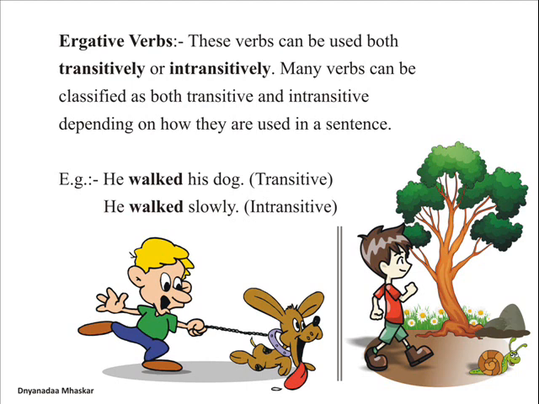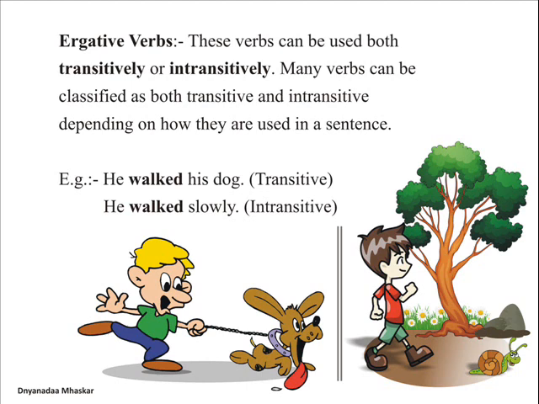Let us see the example. He walked his dog. Walked whom? A dog. So walked is transitive in this sentence. But in the second one, the action doesn't pass on to an object. Hence, it is intransitive. That is, he walked slowly. Walked what? No answer. Walked how? Slowly. So slowly here is an adverb of manner. It is not an object. So walked itself is complete. In the second sentence, he walked slowly, here walked, which is an intransitive verb, is complete in itself.